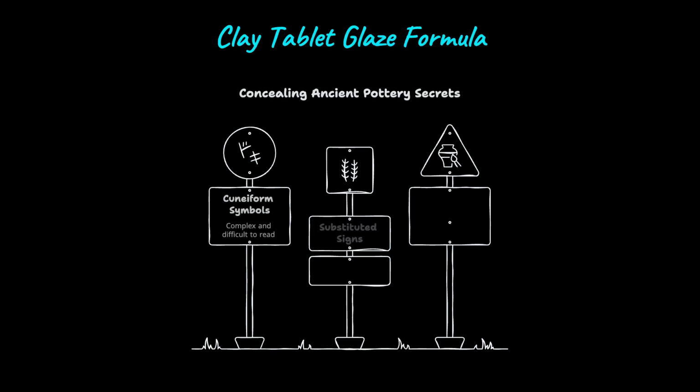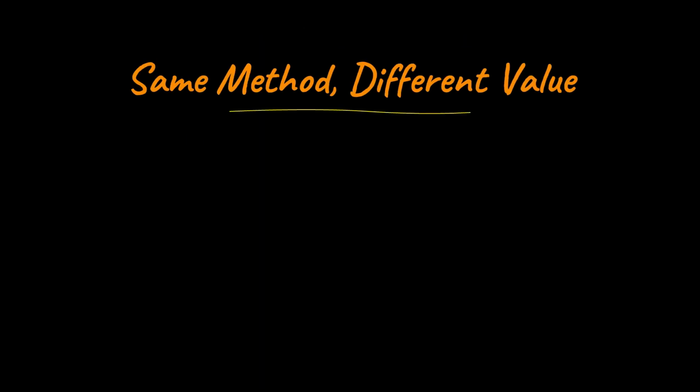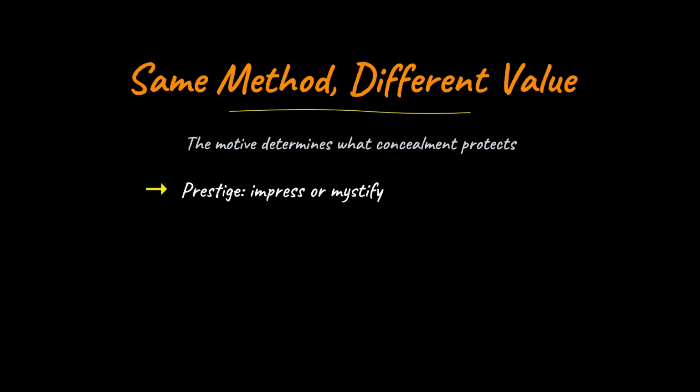On a Mesopotamian clay tablet, a scribe swapped ordinary cuneiform symbols for unusual ones to hide a pottery glazing formula, a proprietary recipe worth protecting from rivals. The method, substitution, was the same one used for prestige and for war, but here the value being guarded was commercial. Concealment for prestige aims to impress, with secrecy as a side effect.